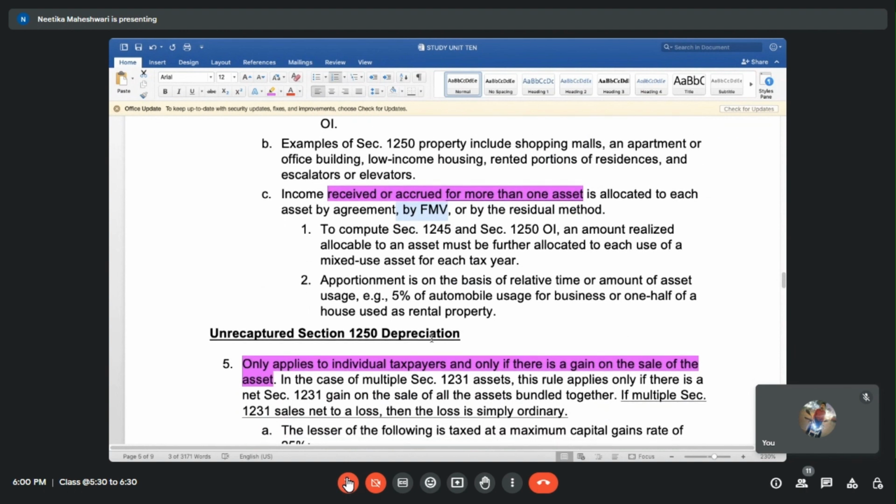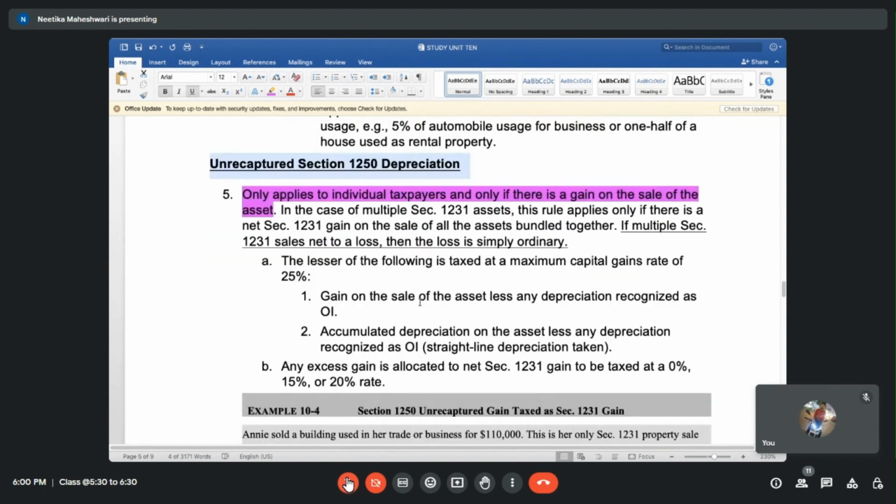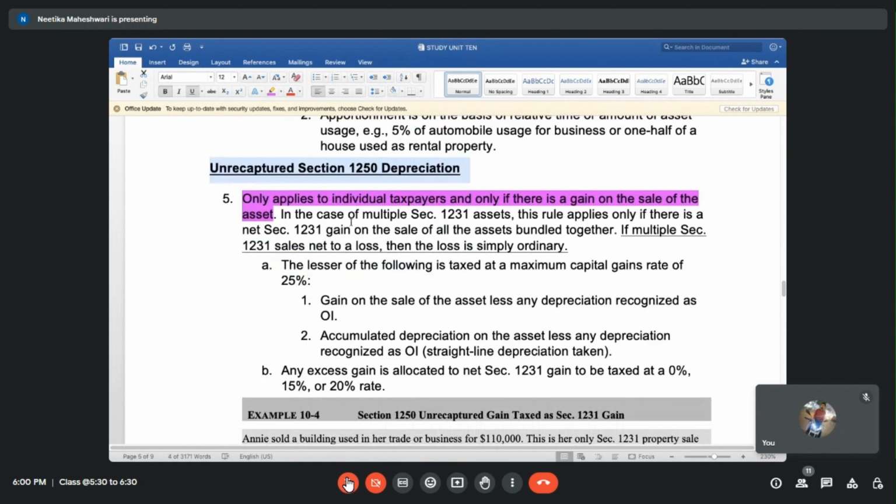Okay, that's all fine. Let's see what unrecaptured section 1250 depreciation is. Let's go over this a little slowly. It only applies to individual taxpayers, and only if there is a gain on the sale of the asset. So if there are individual taxpayers, then we'll talk about unrecaptured section 1250.